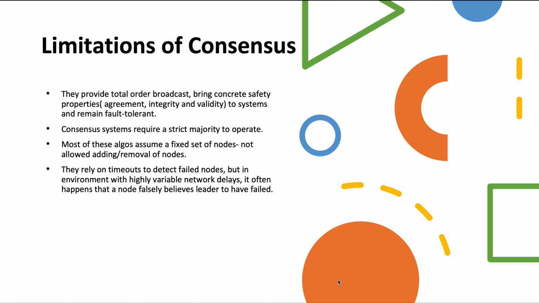So most consensus algorithms work on a fixed set of nodes that participate in the voting, which means we cannot dynamically add or remove nodes. Consensus systems also generally rely on timeouts to detect failed nodes. In environments with highly variable network delays, especially in geographically distributed systems, it often happens that a node falsely believes the leader to have failed due to some transient network issue. This error does not harm the safety properties, but frequent leader elections can result in terrible performance, and the system can end up spending more time choosing the leader rather than doing the actual work.